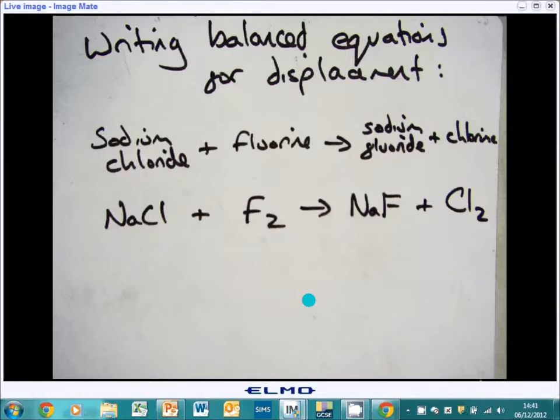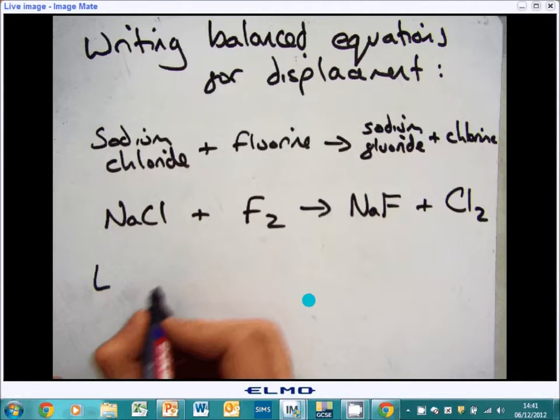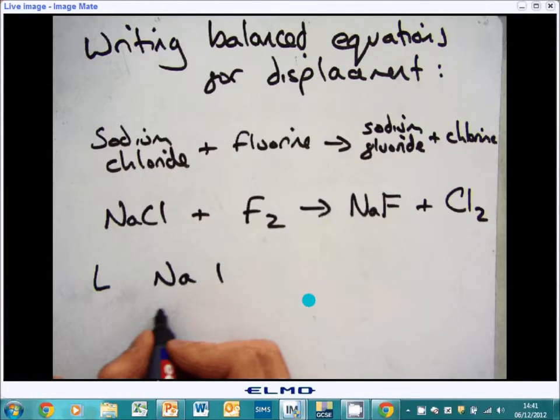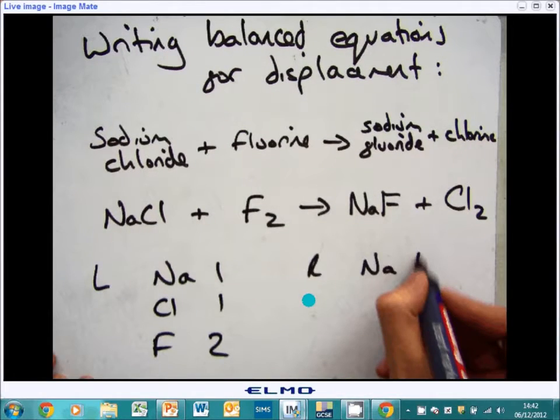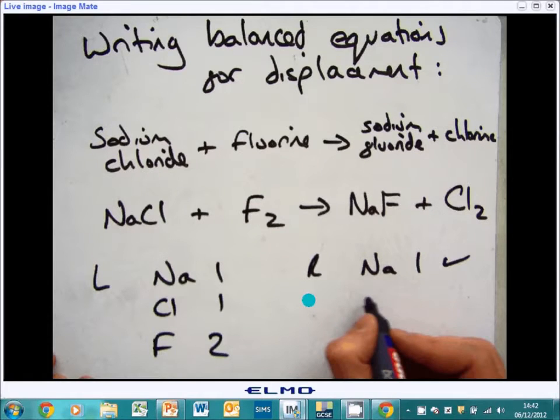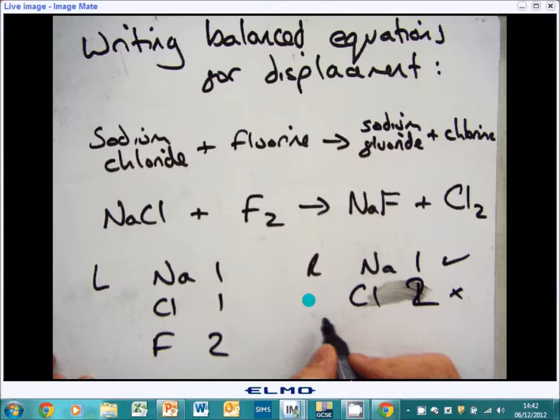The next thing you need to do is balance it. So work out how many of each element you've got on each side. On the left, we've got 1 sodium, 1 chlorine, and 2 fluorines. On the right, we've got 1 sodium, so that's balanced. We've got 2 chlorines, so that's not balanced. And we've got 1 fluorine, so that's not balanced.